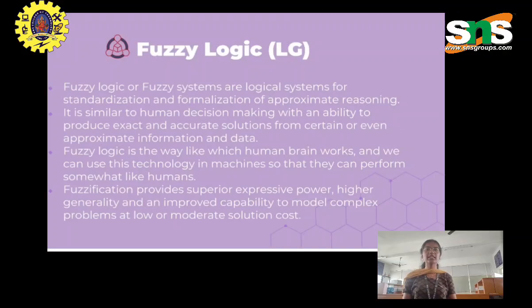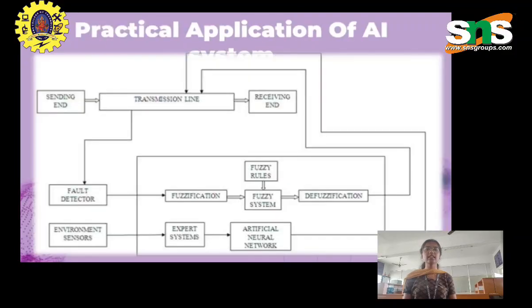Now the topic is data flow and interconnections. The sending end transmits data to the transmission line. The transmission line sends the data to the receiving end. The fault detector continuously monitors the transmission line and likely aspects of the sending and receiving end. The environmental sensor provides external context to the system.